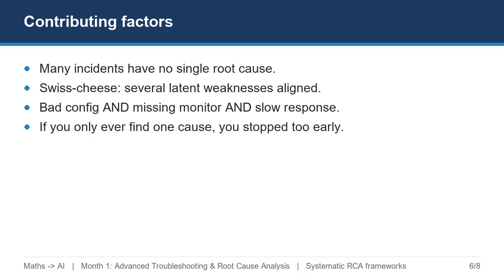Here's a truth that catches people out: many real incidents have no single root cause. The Swiss cheese model says several latent weaknesses had to align: a bad config, and a missing monitor, and a slow response, all at once. The contributing factors approach captures all of them, so your fixes land at multiple layers instead of scapegoating one. A useful warning sign: if you only ever find a single cause, you're probably stopping too early.